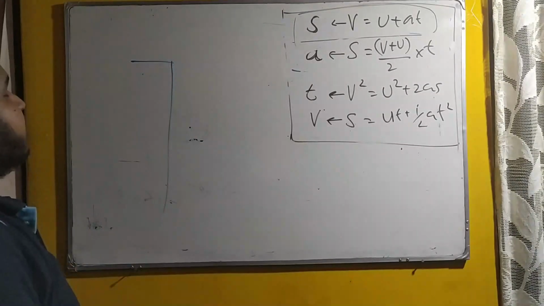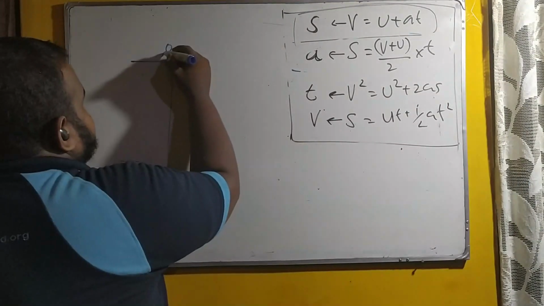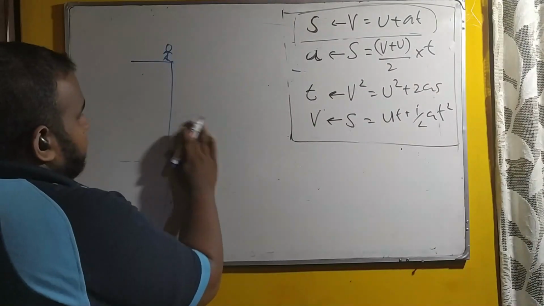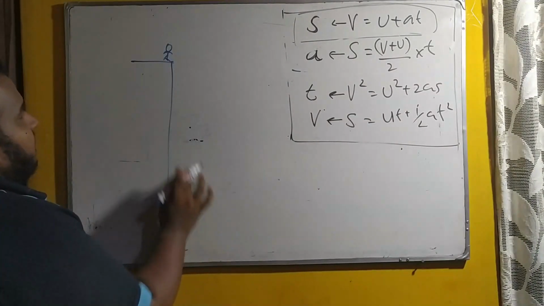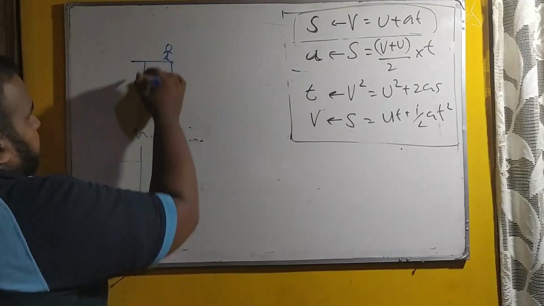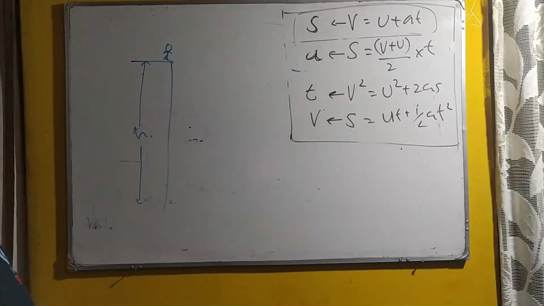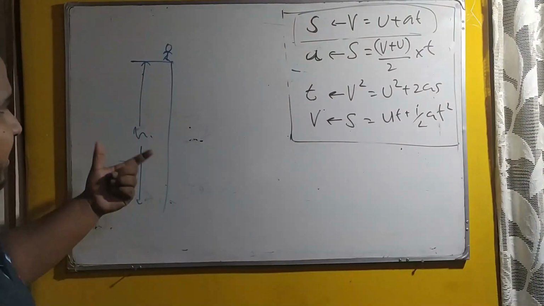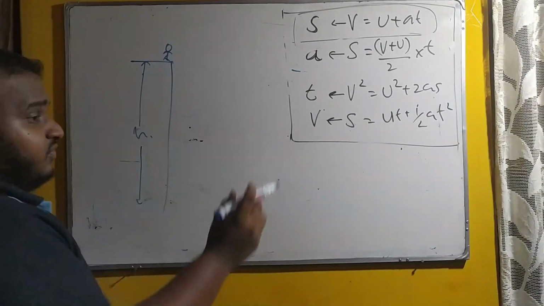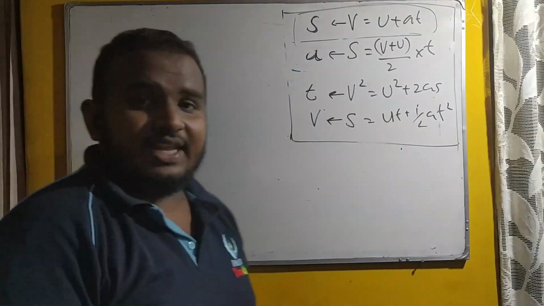So the next question: there's a guy who left a ball from a building with height h. So we don't know the height. I have used an algebraic expression, height h, and he left a ball. The statement says you left a ball.